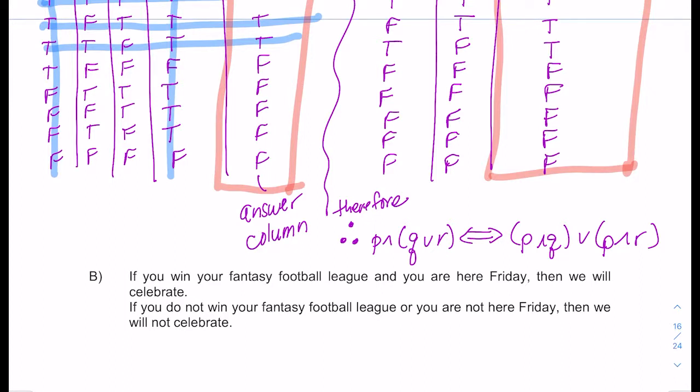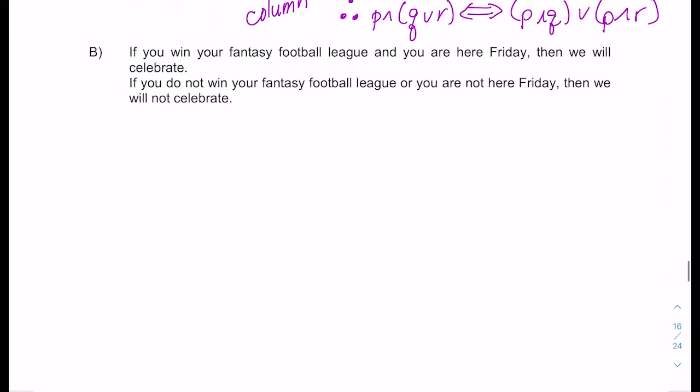In the next example, we're going to compare if the statements are equivalent. So I'll give you a second to read letter B, and feel free to pause and then unpause when you're ready to begin. B says, if you win your fantasy football league and you are here Friday, then we will celebrate. If you do not win your fantasy football league or you are not here Friday, then we will not celebrate. So here's statement number 1, and then here's statement number 2. And we're going to look to see whether they are equal.